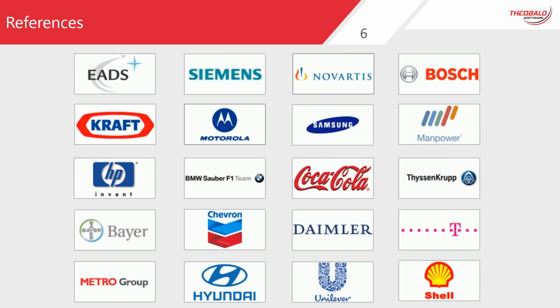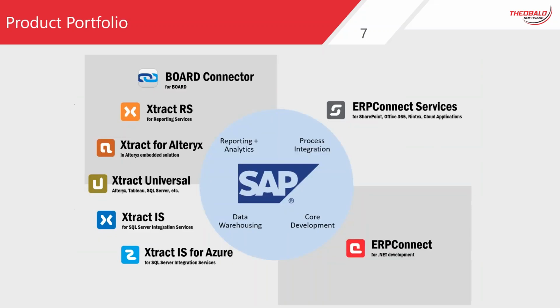As I already told, here are our references, or a part of them. We have customers from all branches. It starts from big oil companies to healthcare and foodstuff companies. Obviously, as a company based in Stuttgart, it's common courtesy to have Daimler also as a customer. And now we'll switch to the product portfolio.